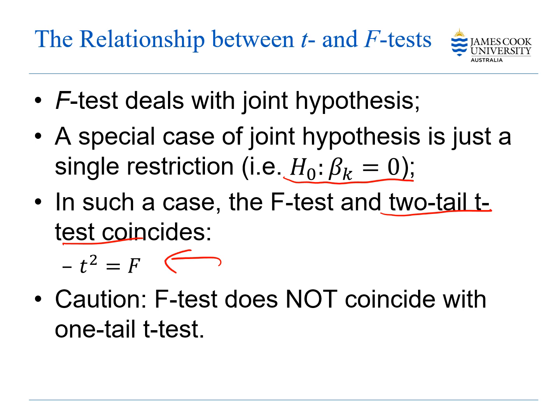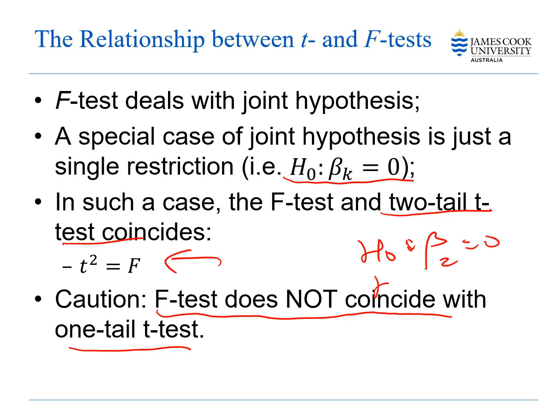One exception is that the F-test does not coincide with a one-tail test. Suppose you want to test the null hypothesis that beta 2 is equal to 0 against the alternative that beta 2 is positive. In these cases, t and F are not the same. You cannot use the F-test to test against a one-tailed alternative, because if you square them, you lose the sign: F does not distinguish whether it's an upper tail or lower tail difference.